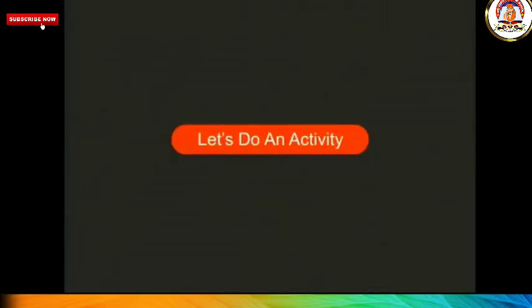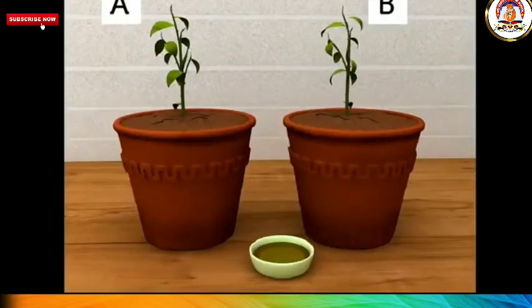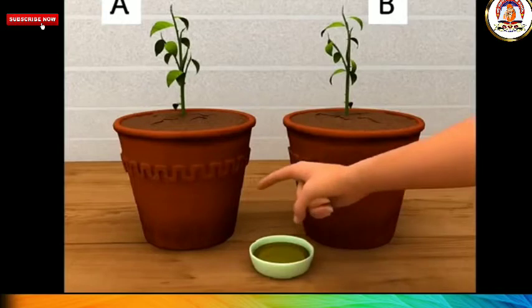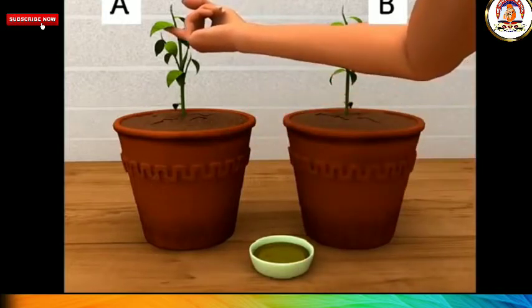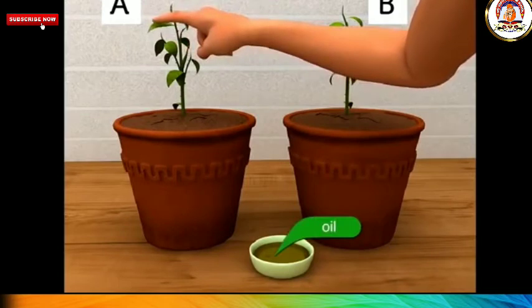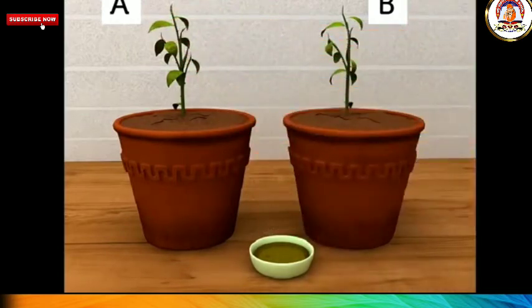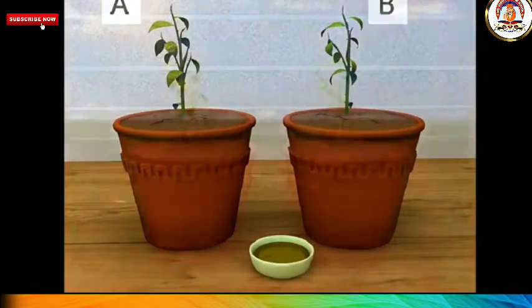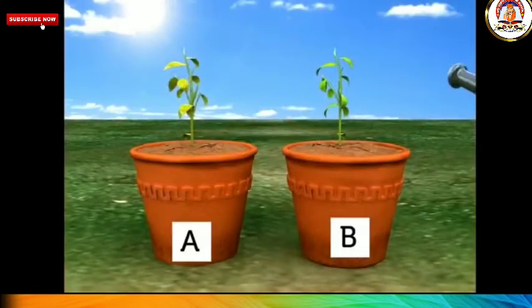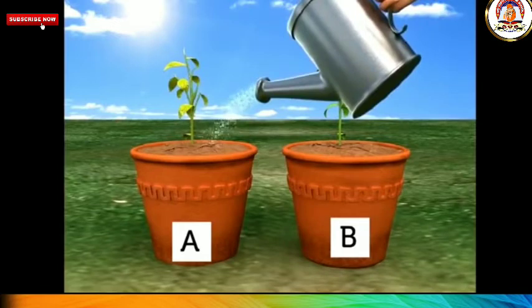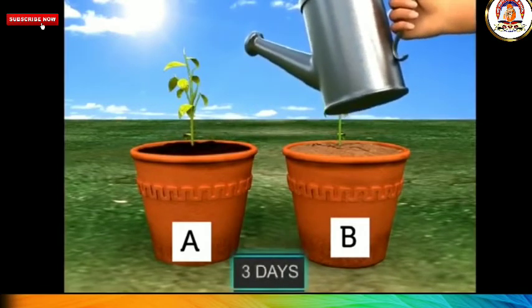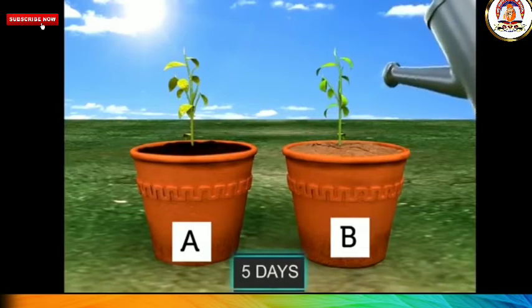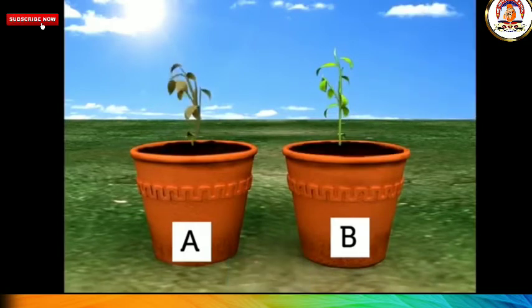Let's do another activity. Take 2 small green plants. Cover both the upper and lower surfaces of all the leaves of plant A with oil. Leave plant B as it is. Keep both the plants in sunlight and water them regularly. After a few days, you will observe that plant A dies and plant B lives.